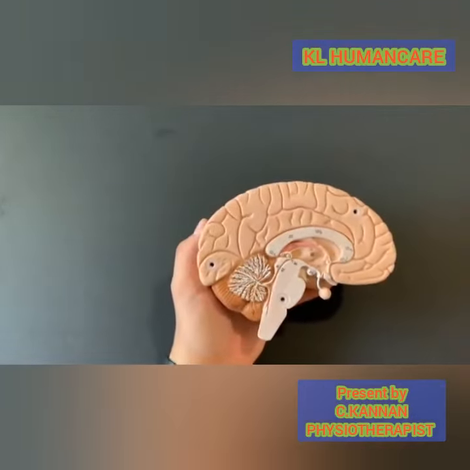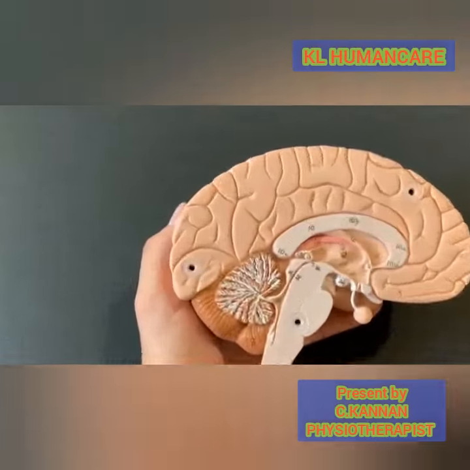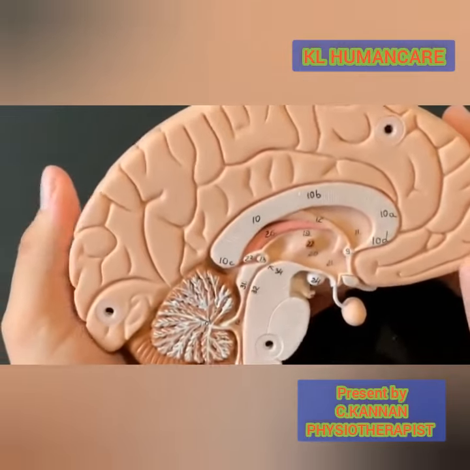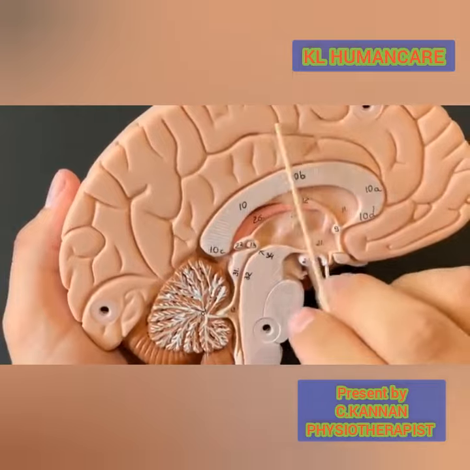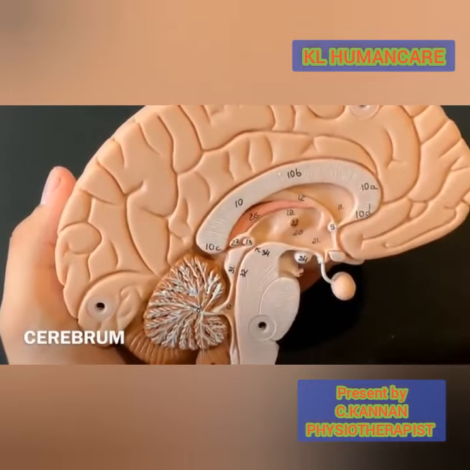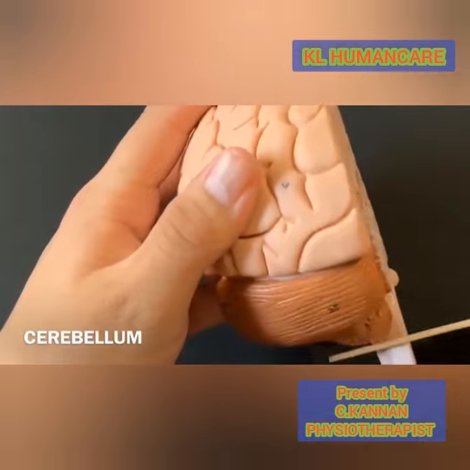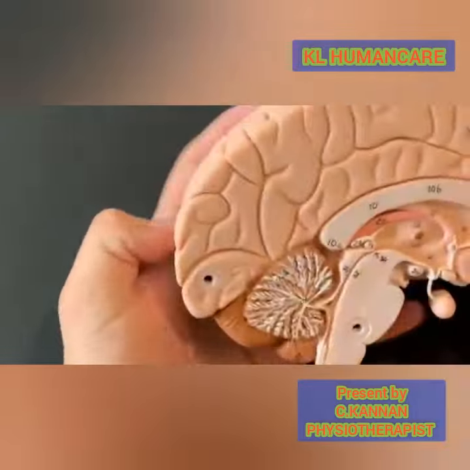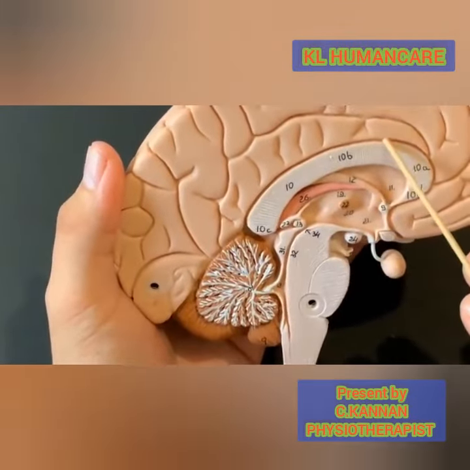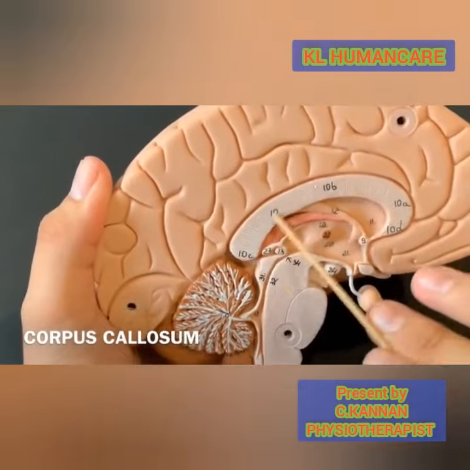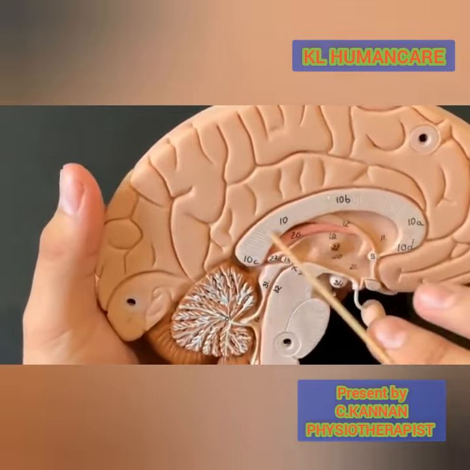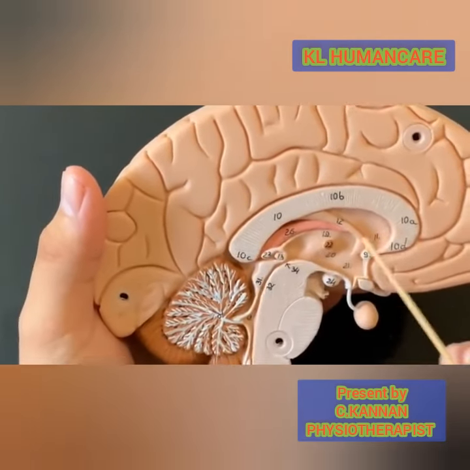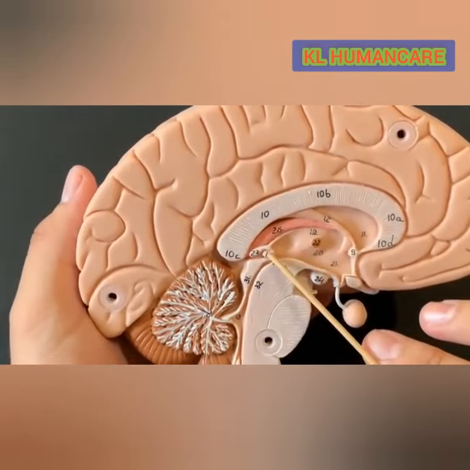All right, I'm going to zoom in. All right, so let's start identifying some structures. First of all, all of this, that's called your cerebrum. And this right here, that's your cerebellum. So cerebrum and cerebellum. All right, so this right here, that's called the corpus callosum. All of this, that's the corpus callosum. This is the anterior commissure, and that's the posterior commissure. So corpus callosum, anterior commissure, posterior commissure.